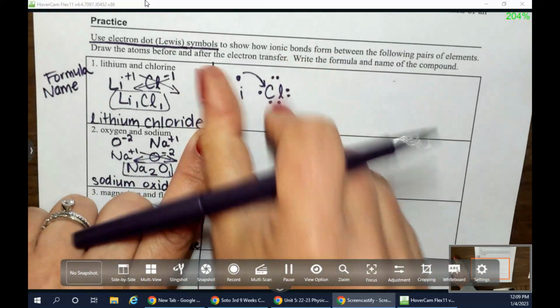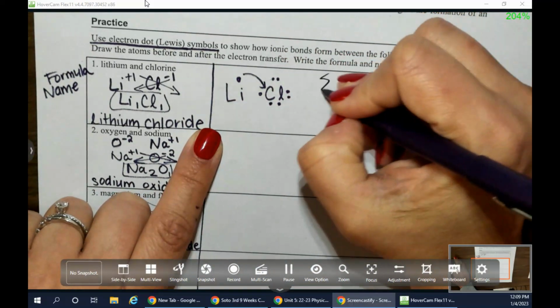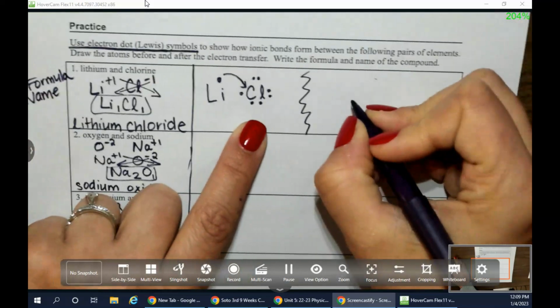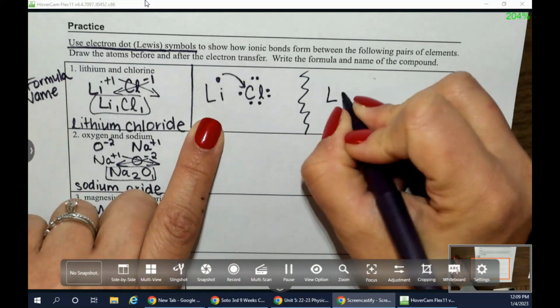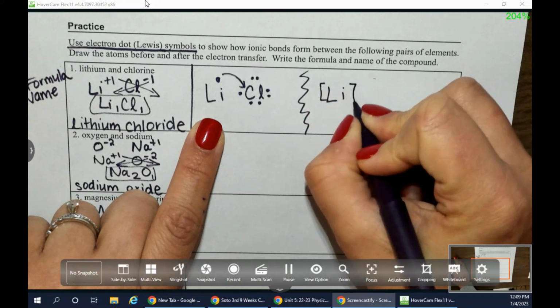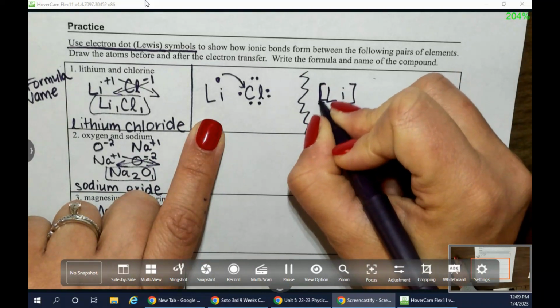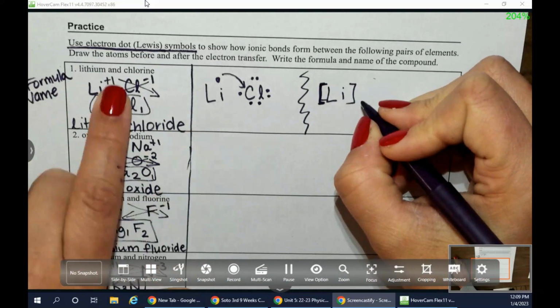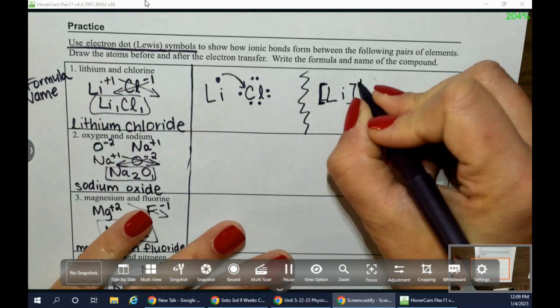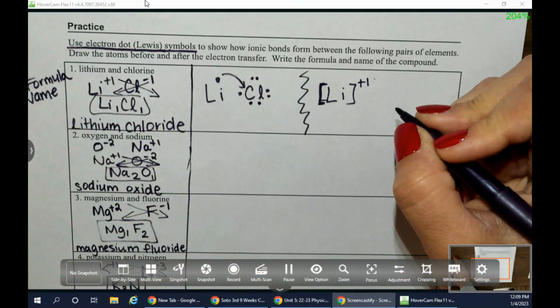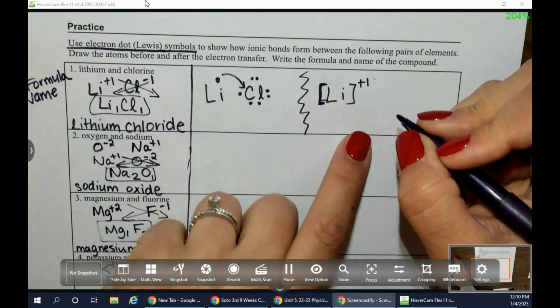So that's the during picture. The after, we're going to use brackets. So we're going to now draw lithium, what it looks like after. So it got rid of that extra electron on the outer shell. And it's now going to have that +1 oxidation number, right? Meaning it gave away 1 electron.